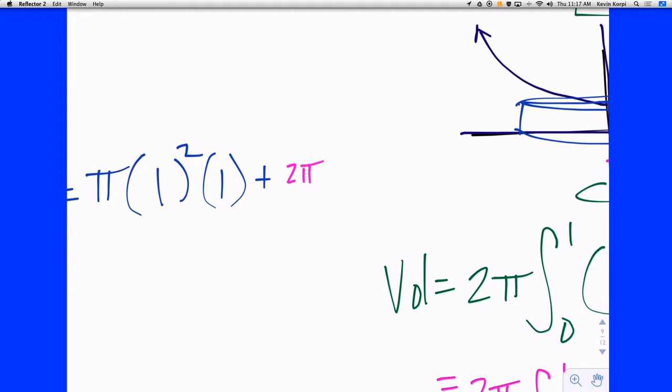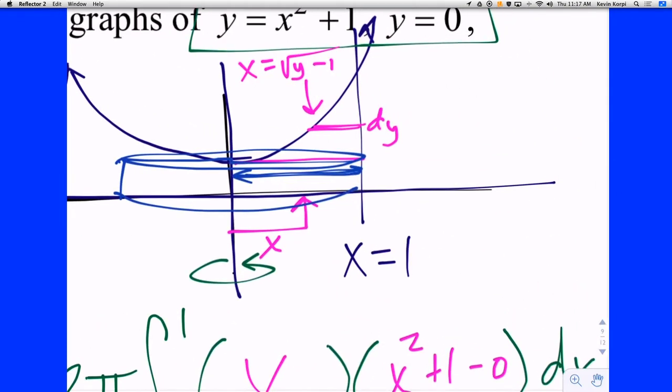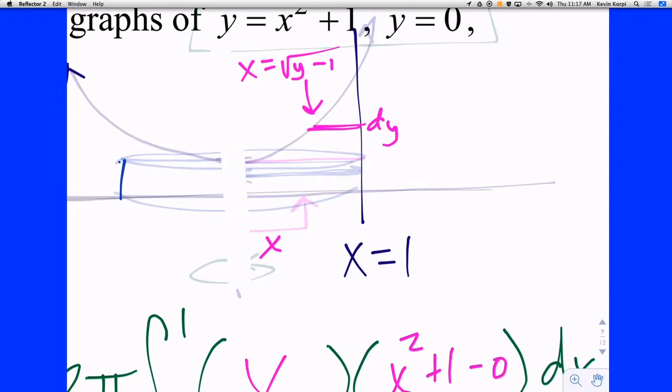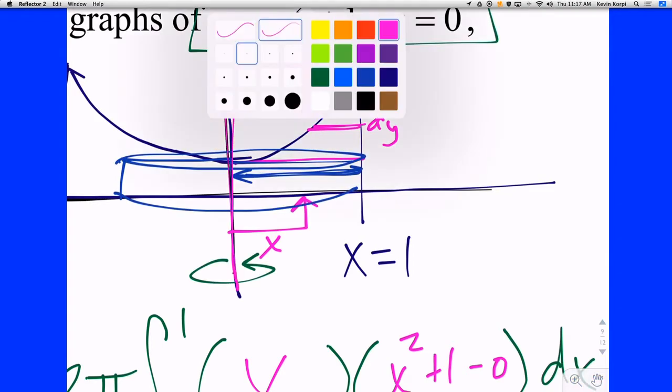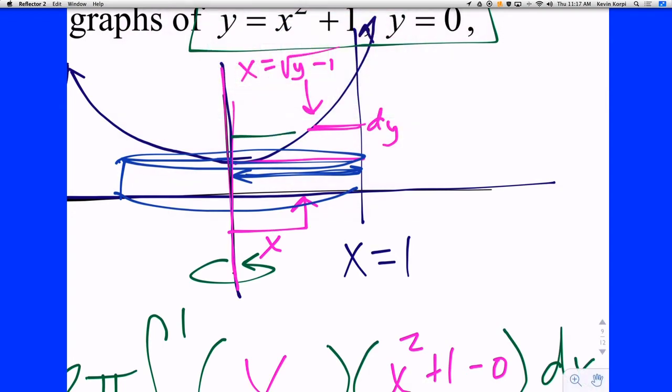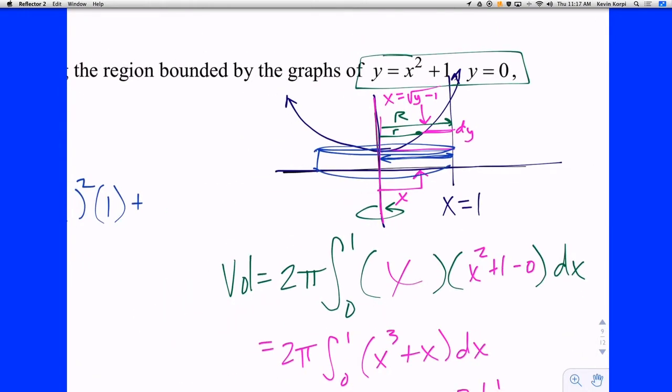Oh, I'm sorry. What's it going to be? My bad. If the axis is vertical and we're slicing it horizontally, that's going to be the what method? The washer method. Cowabunga. Big R and little r. All the more reason why we don't want to necessarily do this. But we'll set it up.